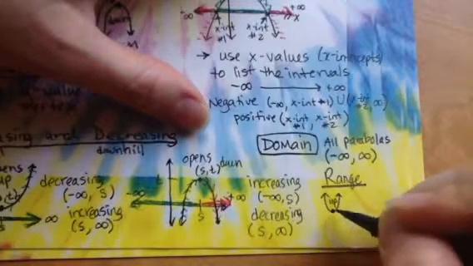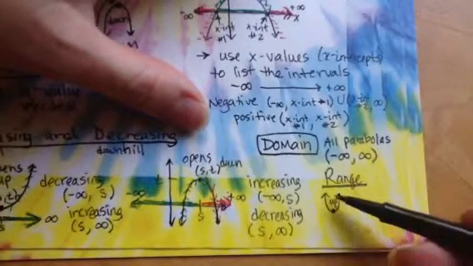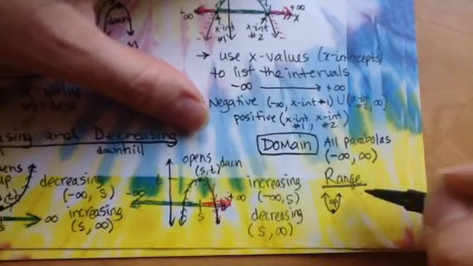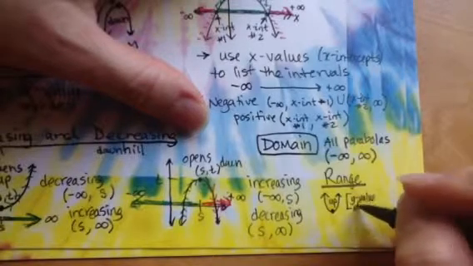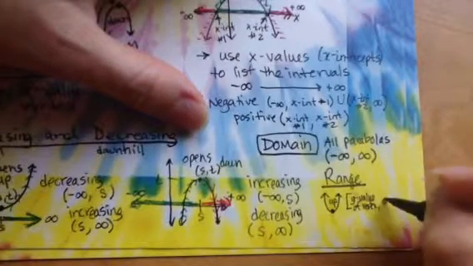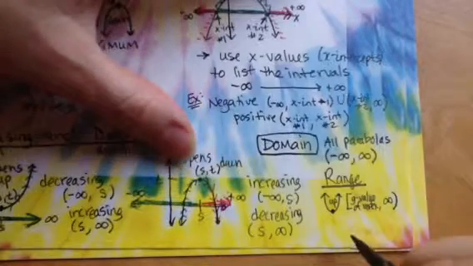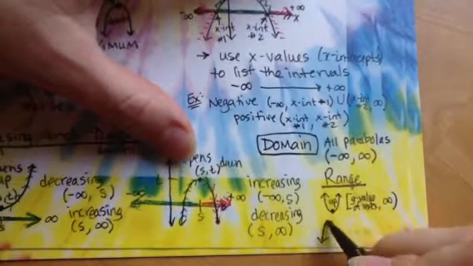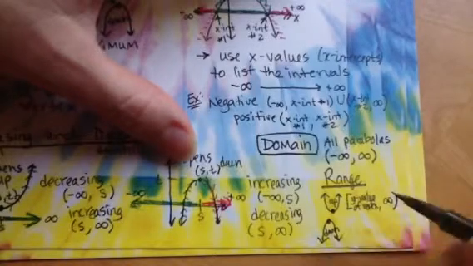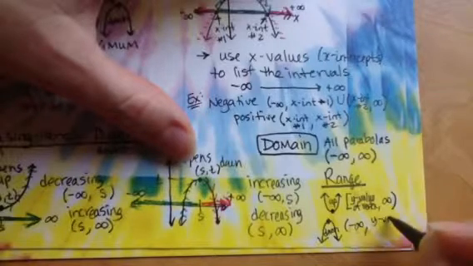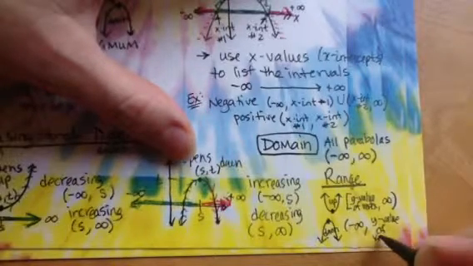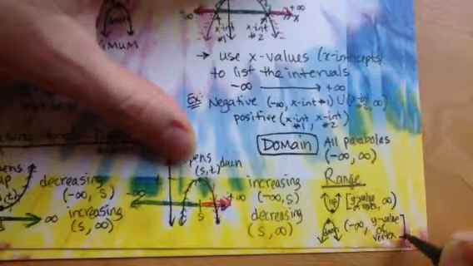So if the parabola opens up, then your y values start from the y value of the vertex and go up to infinity. So the range would be the y value of the vertex to infinity. If your parabola opens down, the range would go from negative infinity up to the y value of the vertex and have a closed bracket.